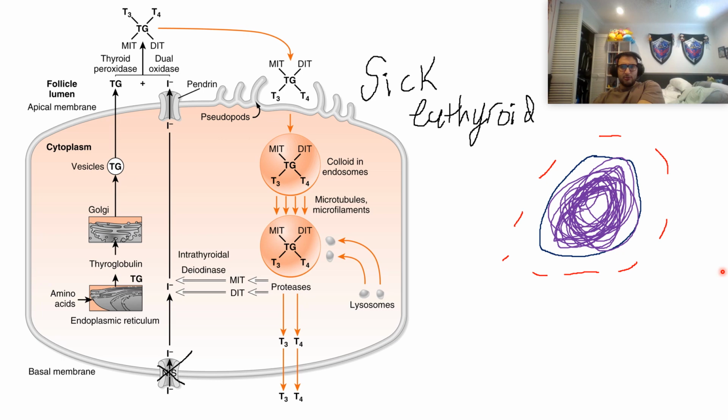So just to recap real quick before we move on to the next slide, iodine comes in through the sodium iodide symporter. It enters the colloid through the pendrin transporter. It's bound to thyroglobulin, and then that thyroglobulin, MIT, DIT, the thyroid hormones bound to that whole complex, comes back in. All right, it comes inside this endosome, and then it's cleaved by proteases, and the free thyroid hormones are free to circulate.